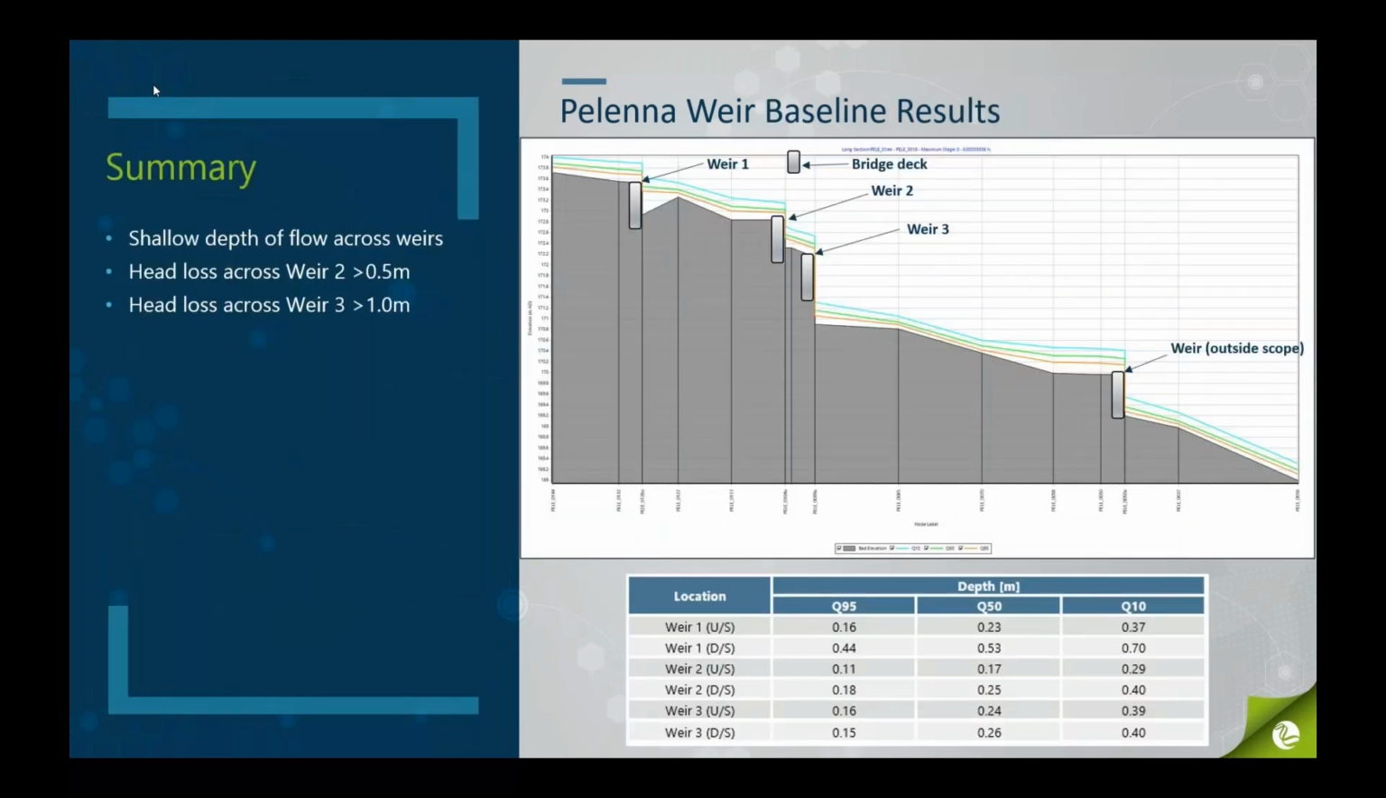Moving on, again looking at the baseline results, we can see that the issue here is again a shallow depth of flow across each of the weirs. We're looking at about 160 mil across the first weir in the Q95. That's only 110 mil across weir 2, and then 160 mil across the third weir. We've also got quite a large head loss, more than half a meter across weir 2, and over a meter across weir 3, which is that big weir where the bed has been scoured.